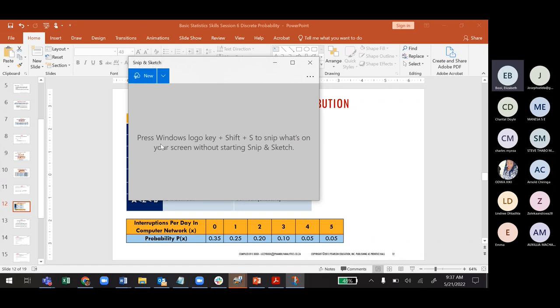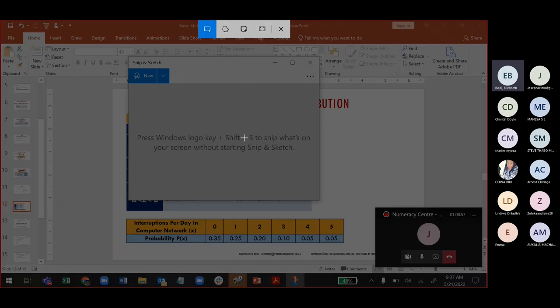You press new, and you can see here it says for shortcut, you need to press the Windows logo, press the Shift button, and then press the S. You press them all at the same time. If I do that, what they told me, it will snip the entire screen. Can you see there? And then you just have this type of things that you want. So you can snip to shape, and you can snip the entire full screen.